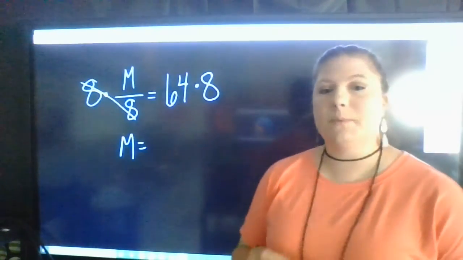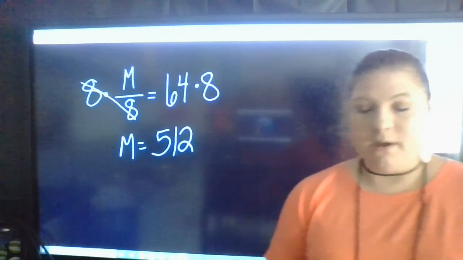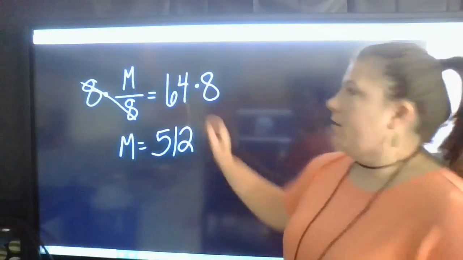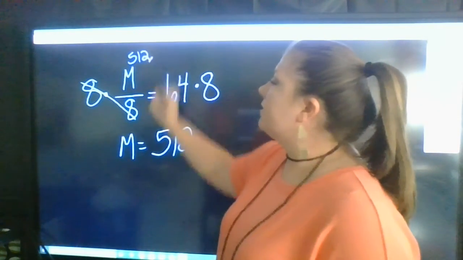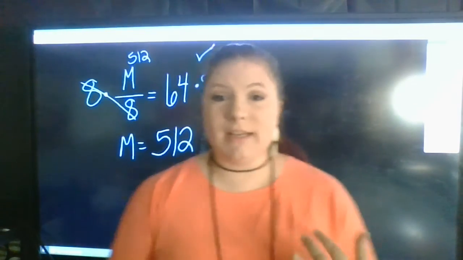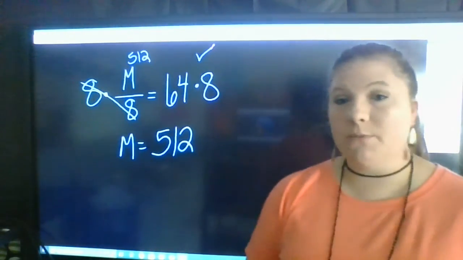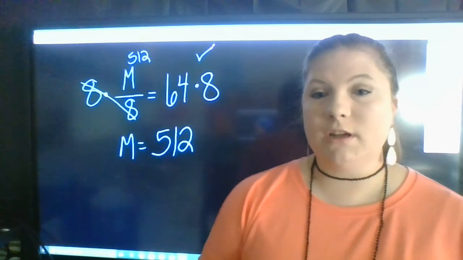64 multiplied by 8 equals 512. Check your work. Carry back your m in place of this m. 512 divided by 8 equals 64, and it checks. So now you've seen examples looking at addition, subtraction, multiplication, and division, all 4 operations with equations solving one step.